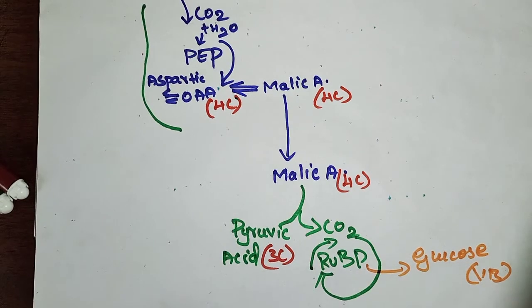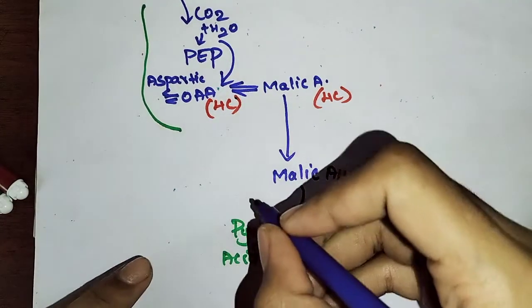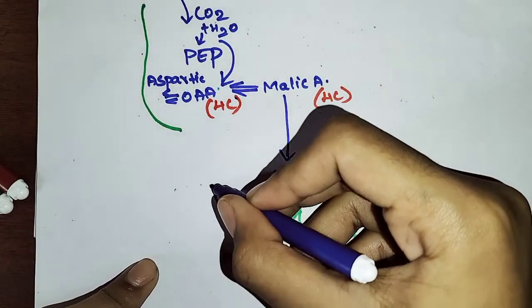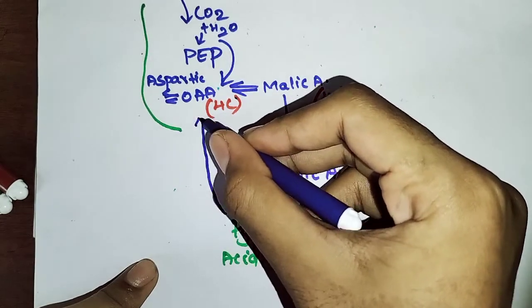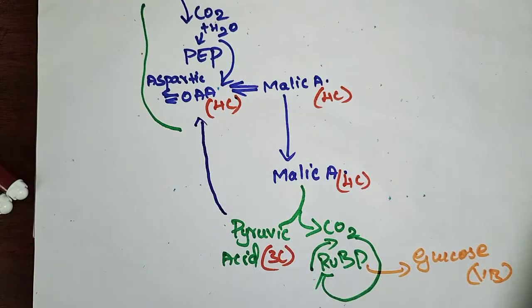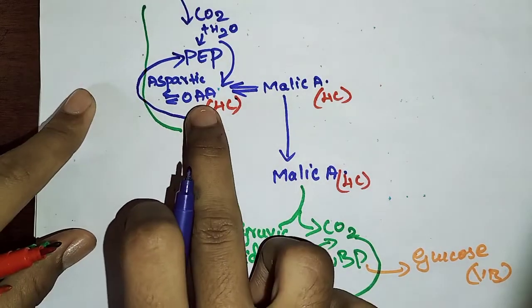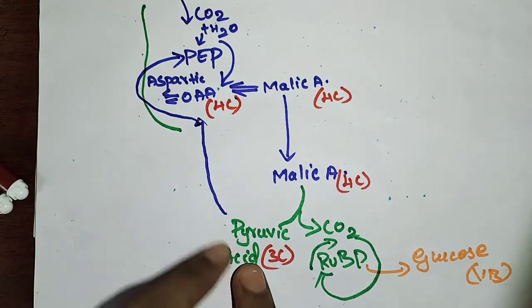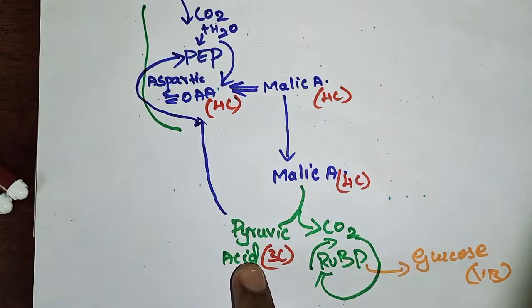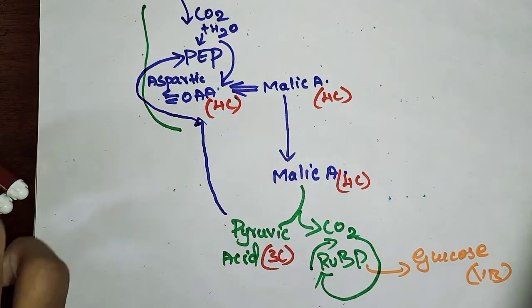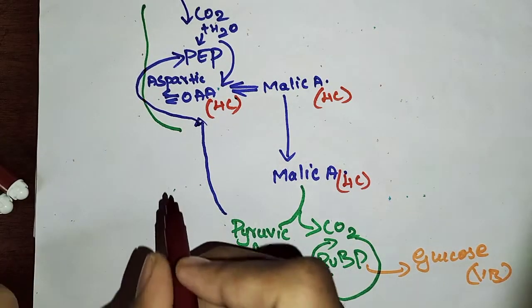Okay, this pyruvic acid goes back to the mesophyll cells. Okay, this mesophyll cells, and this pyruvic acid is regenerated as PEP. Okay, I will draw you the cells now.